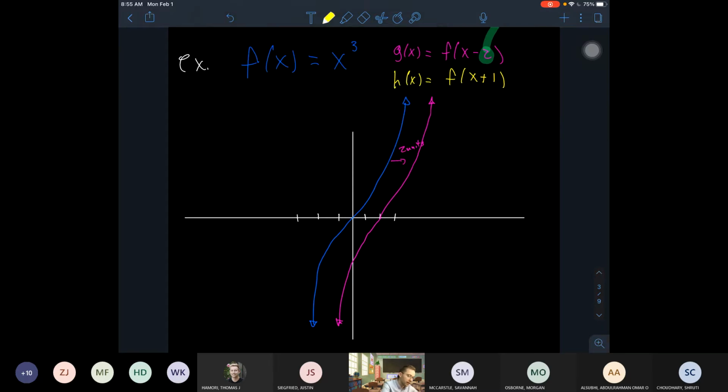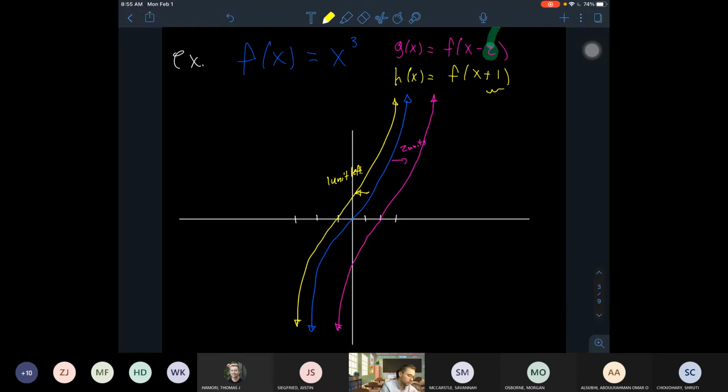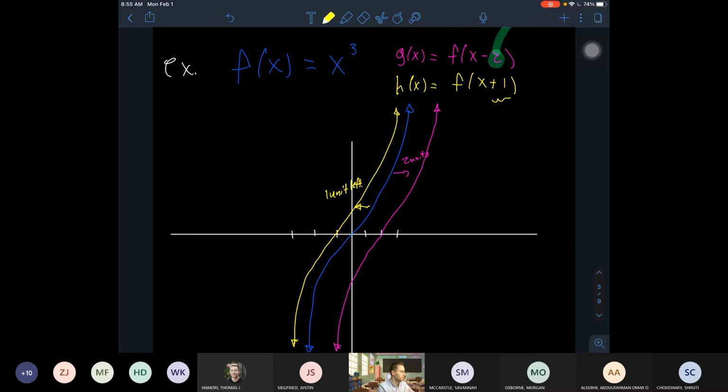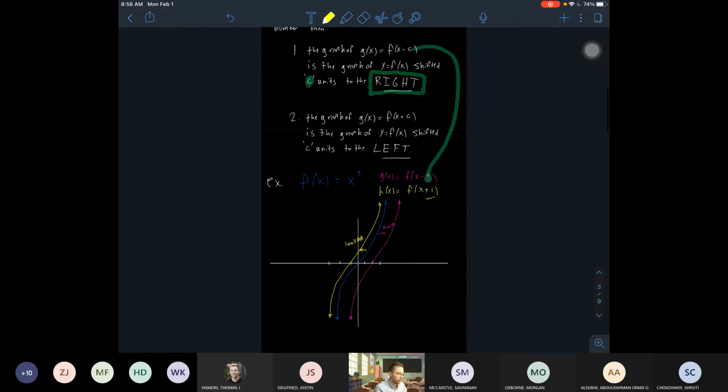And for h of x, I've got f of x plus 1. I'm adding 1 on the inside. My intuition's telling me that I should go to the right, but I know from the rules that we just learned that my intuition's wrong. I need to move to the left if I'm adding. So I'm going to move to the left by 1 unit. So 1 unit to the left. So that is how horizontal and vertical shifts work.